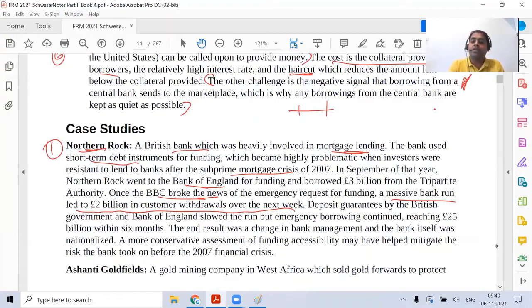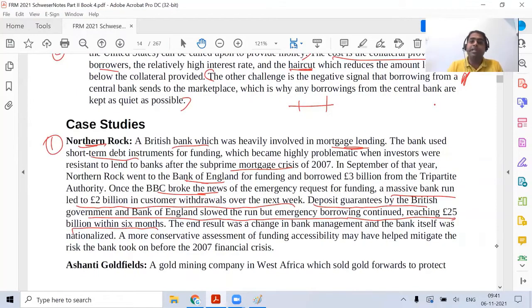Okay, now over here they have given you a certain specific point. The deposit guarantee by the British government and the Bank of England slowed the run, but withdrawals eventually reached £25 billion within 6 months. What does it mean? The government also came out in support, stating that there is no problem with Northern Rock. We are there to protect you. Still the panic was there, and the £2 billion, which we realized was gone in 1 or 2 weeks, within the next 6 months became £25 billion being taken out from the bank.